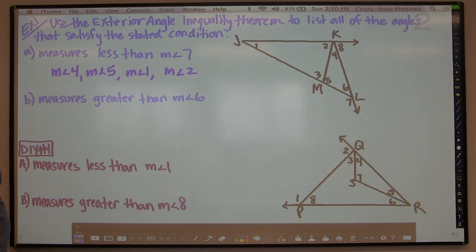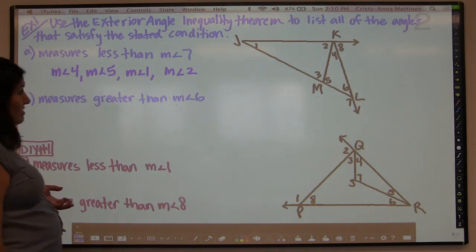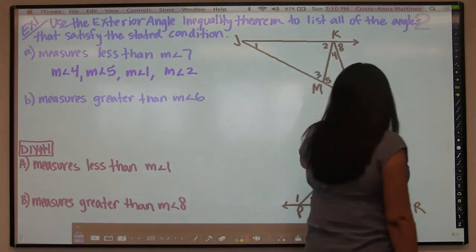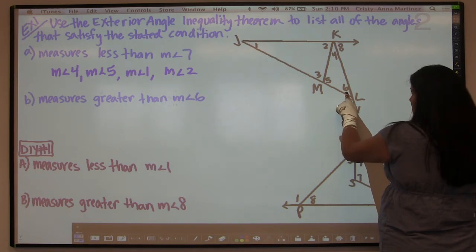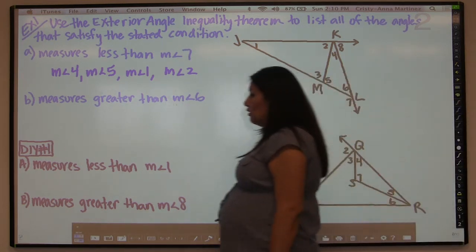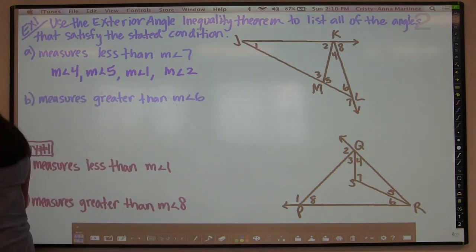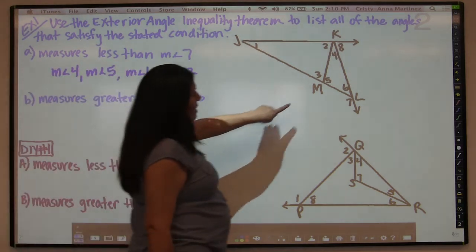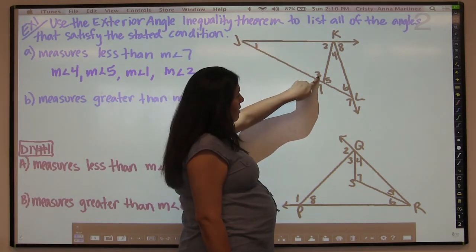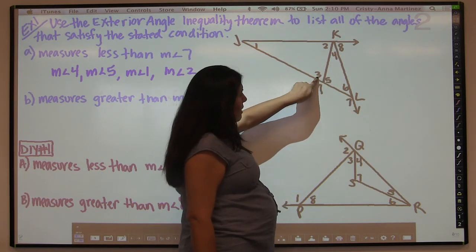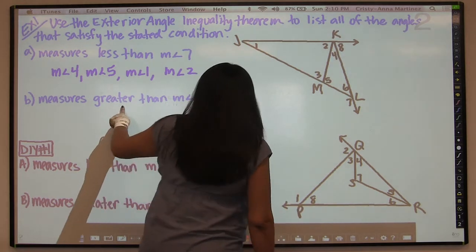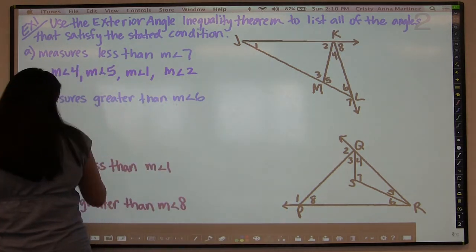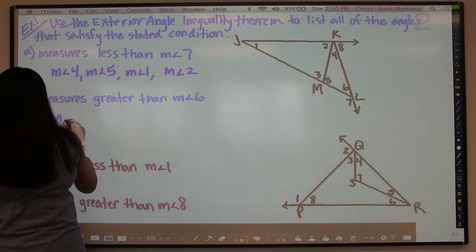Then we have part B. It says measures greater than the measurement of angle 6. Angle 6 is right here. So we want angles that are greater than the measurement of angle 6. What do we have for that? Angle 3 is an exterior angle to this triangle, so angle 3 would be bigger than angle 4 and angle 6, and they want it to be bigger. So angle 3 is definitely one. Let's get my pen going here.